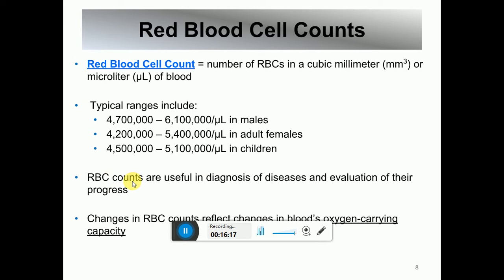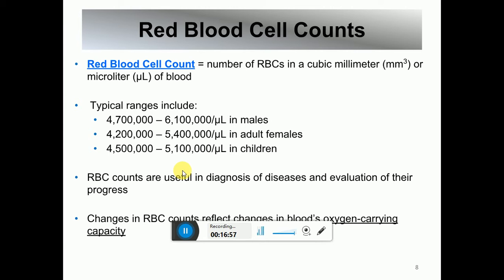Red blood cell count is one of the very first blood works that is usually asked for when any patient comes in. It really cannot diagnose a disease, but it does give you a general idea about the health of the patient. What it can do as well is evaluate the progress of a disease. So if you find that somebody is diseased and they're anemic, and you're trying to treat that chronic illness, and then you find that their red blood cell count is getting better, that's what we mean by evaluating the progress of a disease.